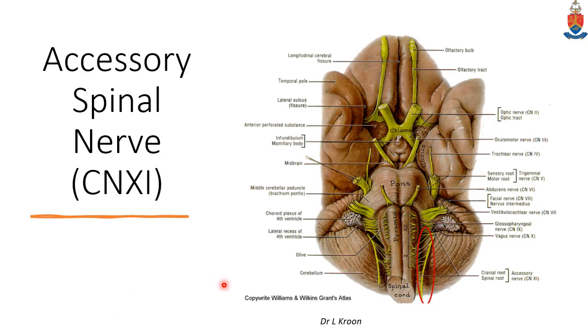The accessory spinal nerve, the cranial portion of the accessory spinal nerve, is derived from the nucleus ambiguus as well, and it's somewhat anatomically controversial as to whether or not it's really a separate portion of the vagus nerve or just a branch of the vagus.